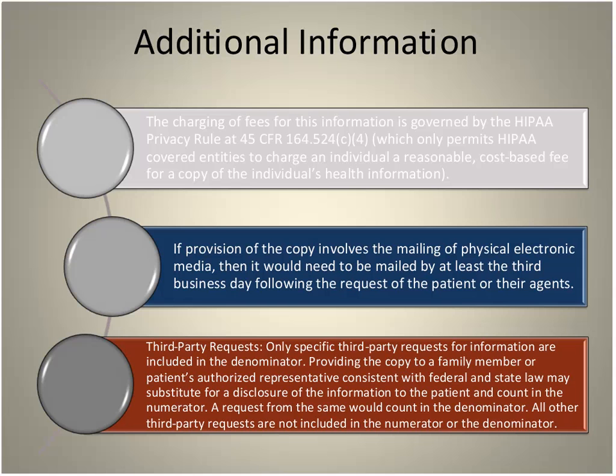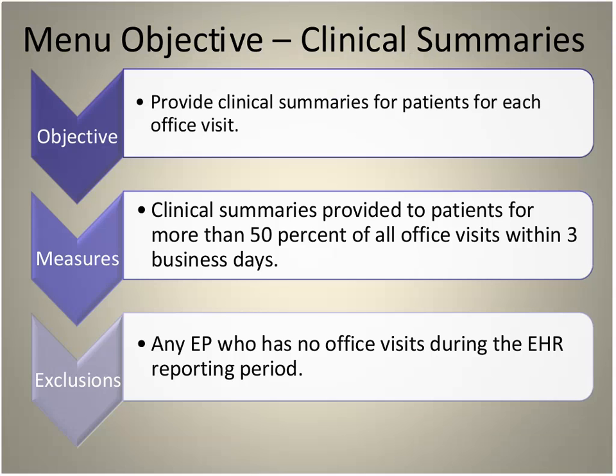They don't necessarily have to get it by the third business day, as long as it's mailed by the third day. And certain specific third party requests for information will be included in the denominator. Authorized representatives, family members, parents, those entities that are consistent with federal and state law may substitute for a patient-signed disclosure of information and count in the numerator. So in most cases, but not all cases, these third-party requests would be included in the numerator or the denominator.